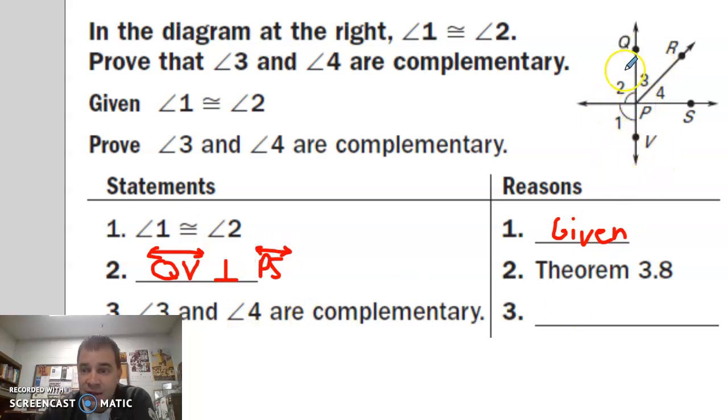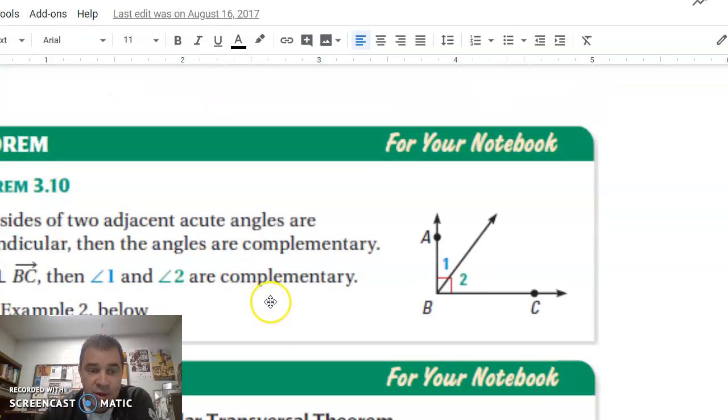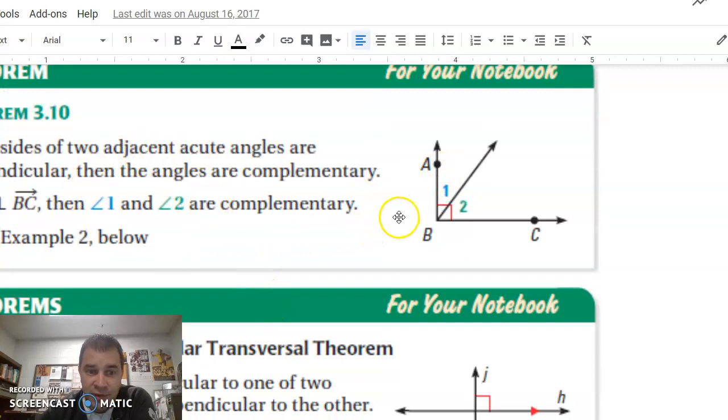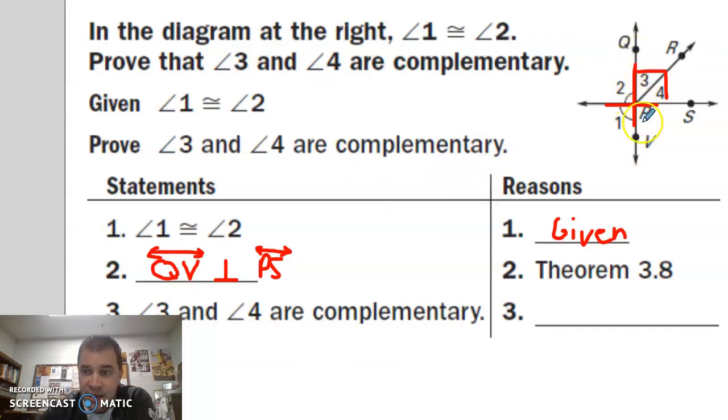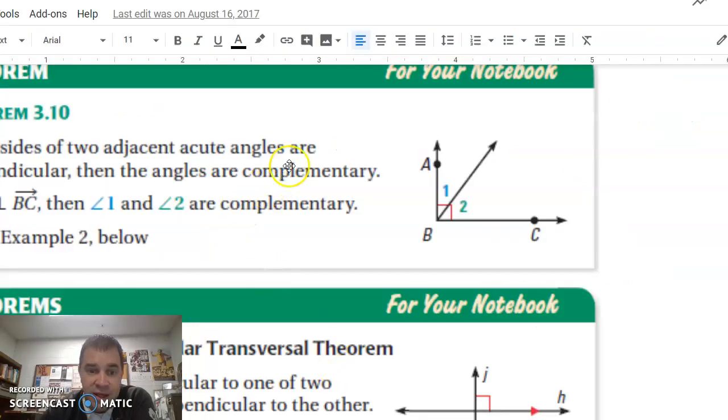Now, if we've got these two lines that are perpendicular, we should be able to say that 3 and 4 are complementary. If they're complementary, they form a right angle. The theorem that tells us we can actually say that for sure is another one that we just learned about, and that's Theorem 3.10. 3.10 tells us that if we've got two sides of two adjacent acute angles, and that's really what we've got right here, this side and this side, those are the sides of angles 3 and 4. If we've got those two different sides that are perpendicular, then the angles have to be complementary.